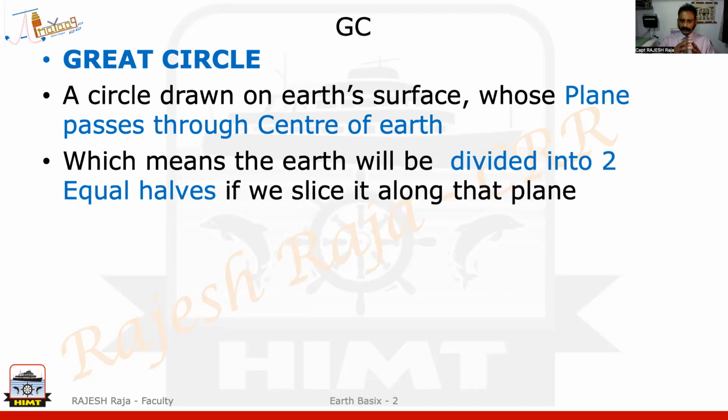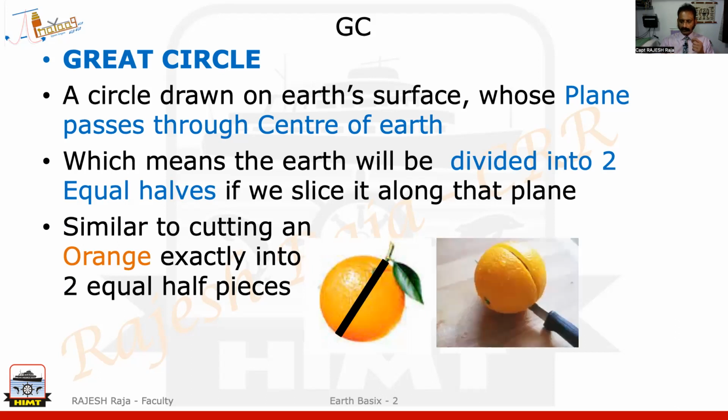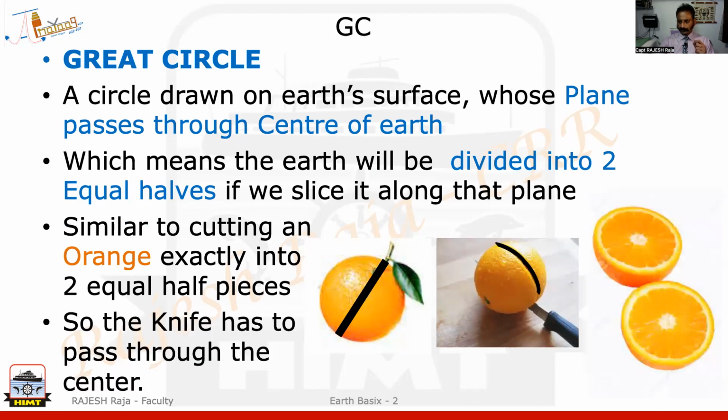When I satisfy this criteria of the plane passing through the center of the Earth, I will be dividing the Earth into two halves, and they will be equal. The best way for me to show you is using a piece of orange. So let us say I give you a piece of orange. I take a marker on it and draw a circle on it. Then I take a knife and cut exactly on that circle which I had drawn. But the catch is my knife should pass through the center of this orange. When I do it, you will see I cut exactly into two equal halves.